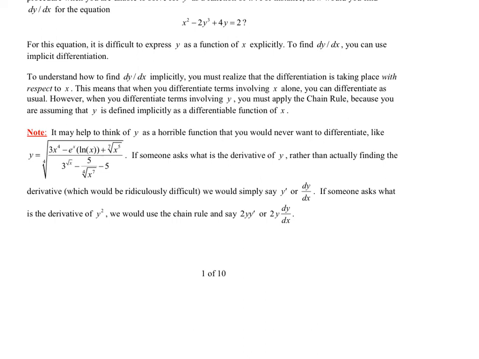So that's what it says. It says if someone asks what the derivative of y squared is, you would just use the chain rule and say it's 2y times y prime, or 2y times dy dx. Again, I'm going to be using this 2y y prime. That's what I prefer to use. Instead of writing dy dx, I like the prime notation, but it's the exact same thing.